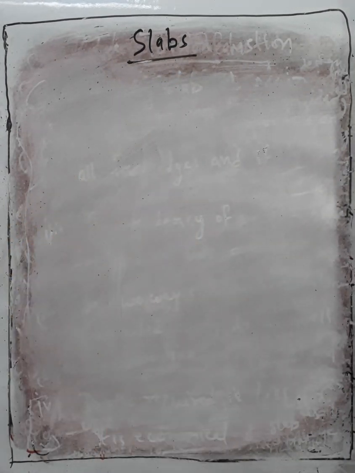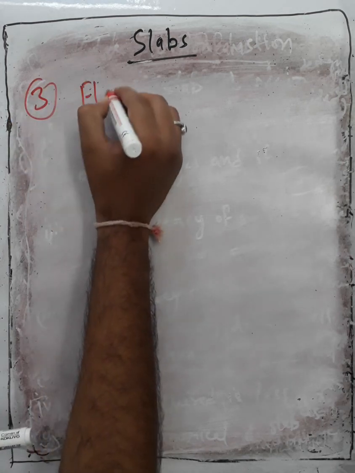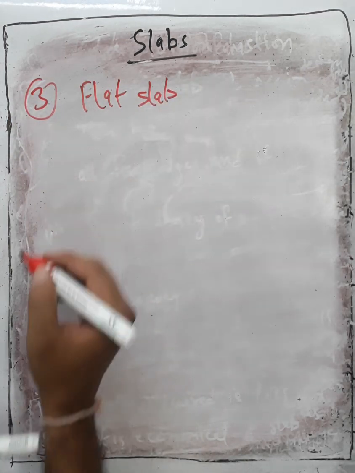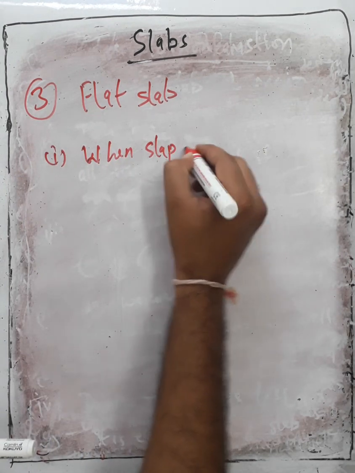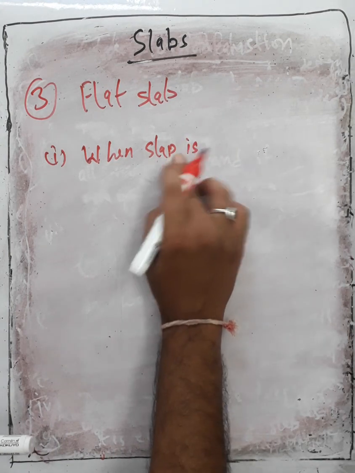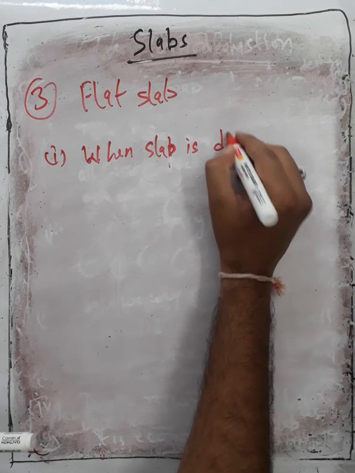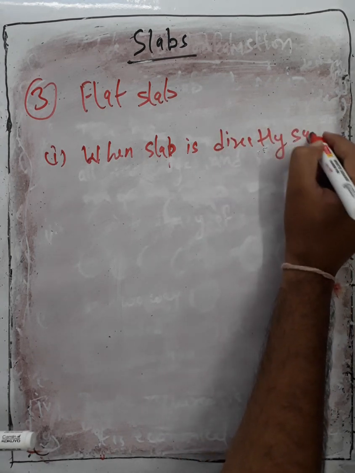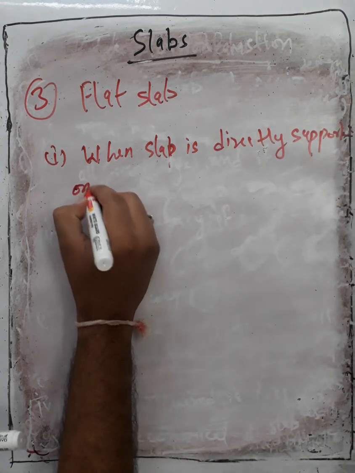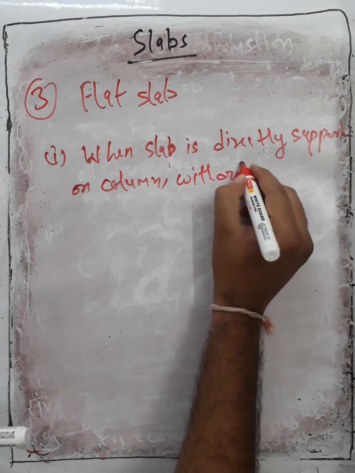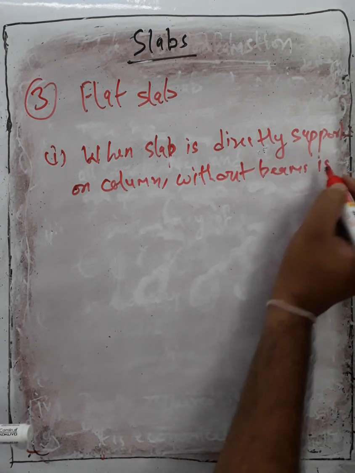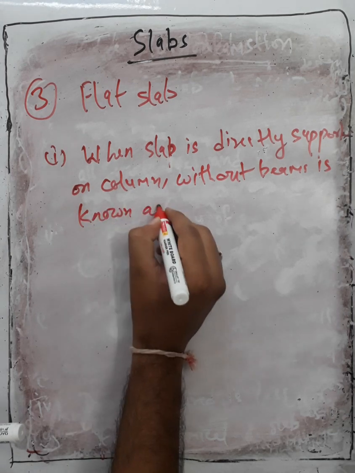In our syllabus we only have one-way slab and two-way slab, but here we discuss all slabs, so you have a general introduction of these slabs. The third one is the flat slab. A flat slab is when the slab is directly supported on columns without beams. This is known as a flat slab.